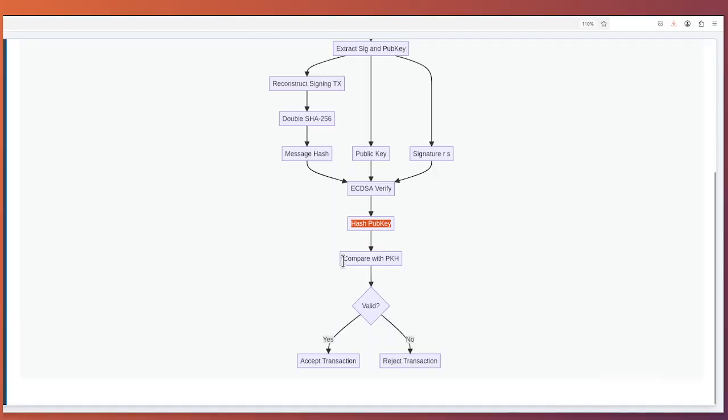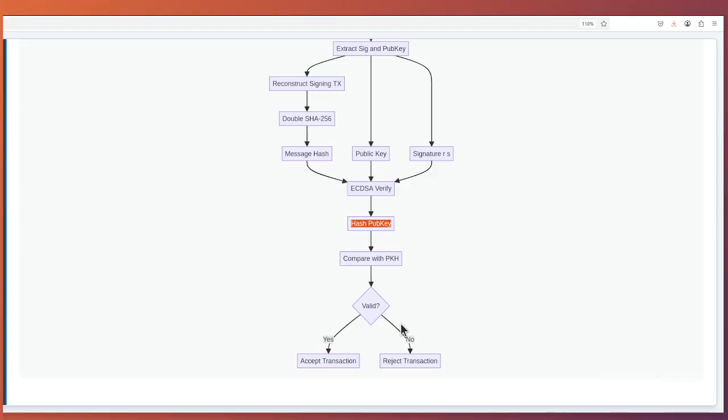First, it computes W equals the modular inverse of S. Then it calculates U1 equals the message hash times W, and U2 equals R times W. It then computes the point P equals U1 times G plus U2 times the public key, where G is the generator point on the secp256k1 curve. If P's x-coordinate modulo the curve order equals R, the signature is valid. If not, it is invalid.